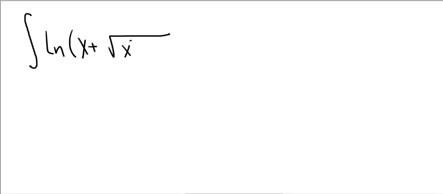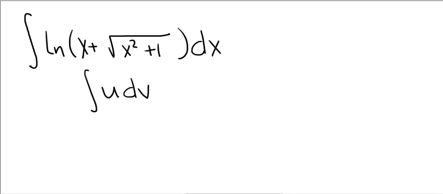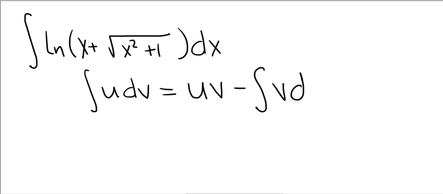We're going to evaluate the integral of natural log of x plus square root of x squared plus 1. And we're going to use a technique of integration called integration by parts. Recall the integration by parts formula. The integral of u dv equals u times v minus the integral of v du.